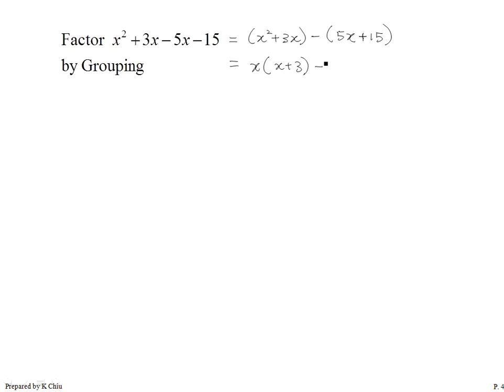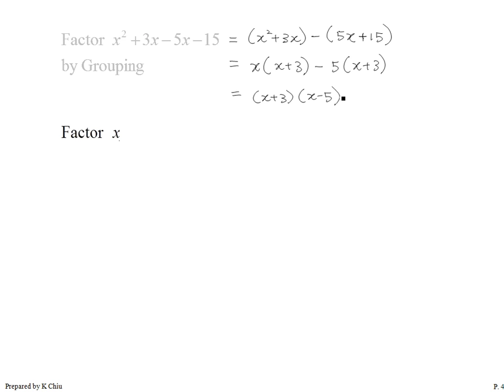What will be the common factor? 5. We factor out the 5, and so we have x plus 3 left. And finally, we factor out the x plus 3, so we have x minus 5 left. So the final answer would be x plus 3 times x minus 5.